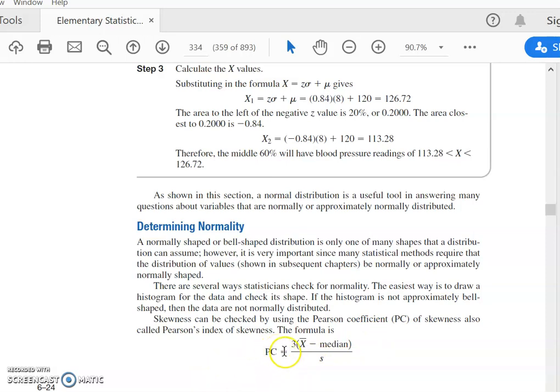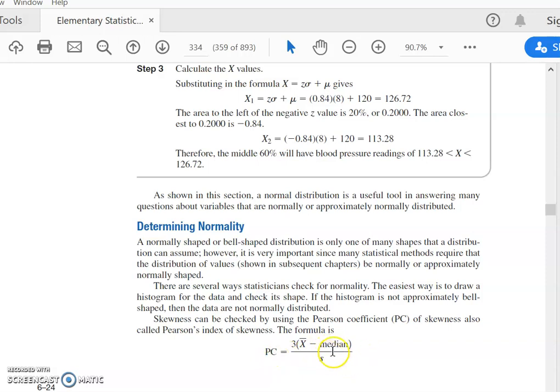So for the Pearson's coefficient, we need X bar and S. Remember, because it's X bar, that's telling us that it's dealing with a sample, not a population. X bar is the mean of the sample. S is the standard deviation of the sample. And then median, we know what that is. That's the guy right in the middle. So here's the formula. It's 3 times X bar take away median, all divided by S. In other words, how far away from the median is your X bar? If it's a normal distribution, X bar and the median will be the same, or very close to the same, so the difference is closer and closer to 0. So 3 times 0 is 0, so the Pearson's coefficient would be 0.